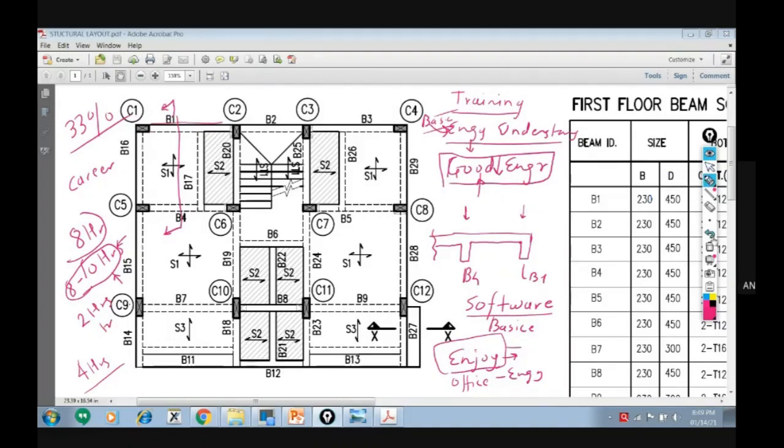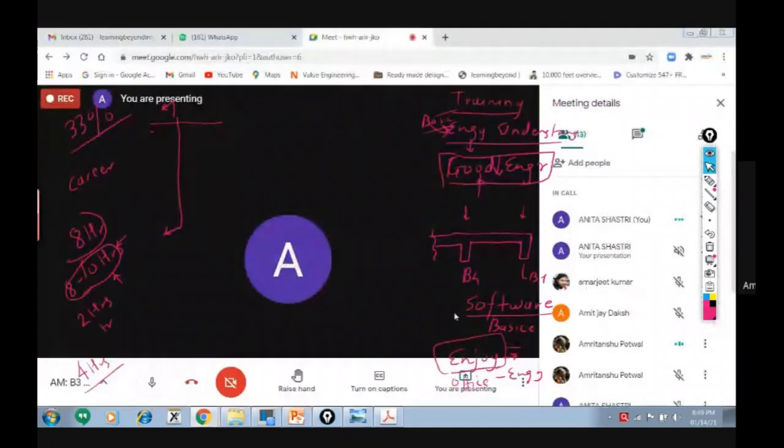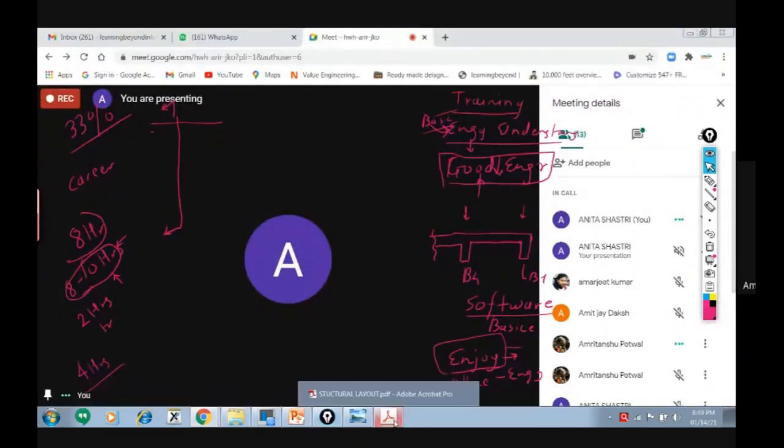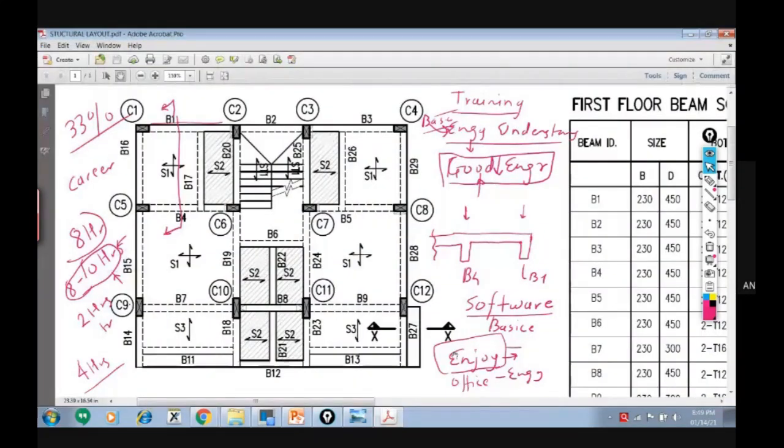Any questions from all of you? Sir, one small doubt. Yes. Sir, regarding these dotted lines, can you please explain once again in the elevation you have drawn recently? Yeah. These dotted lines.